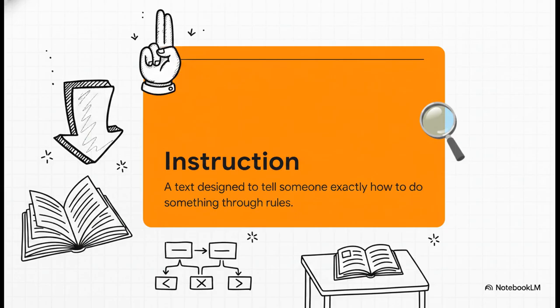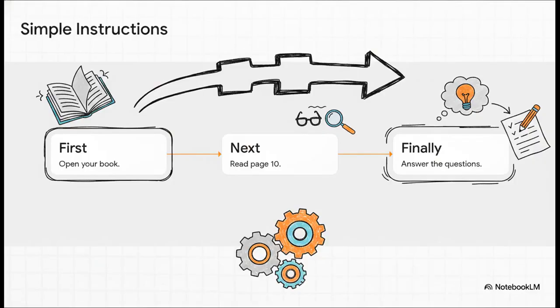Moving on to pillar number 2, the instruction. This is your directional guide. Its core purpose is to tell someone exactly how to do something. Now, the equation changes a bit here. To build an instruction, we combine sequence words with imperative verbs. So instead of just dropping a fact like a notice does, you're actually giving a command, like telling a student to open their book.